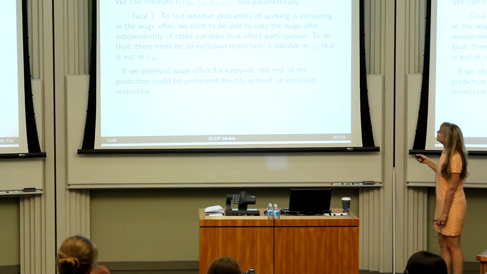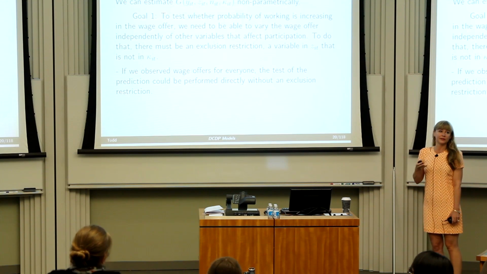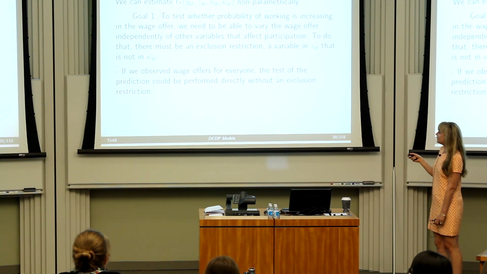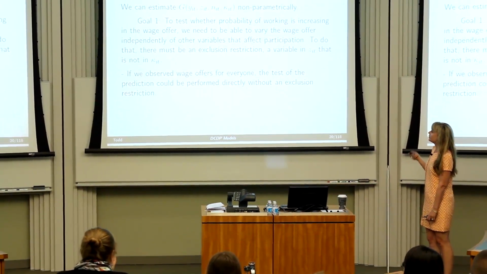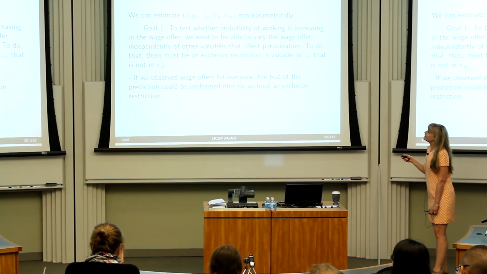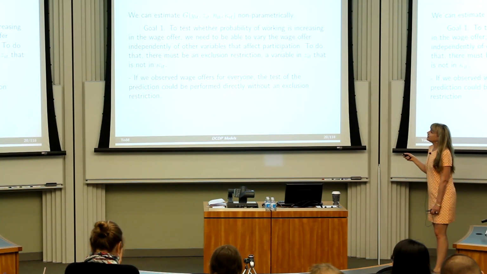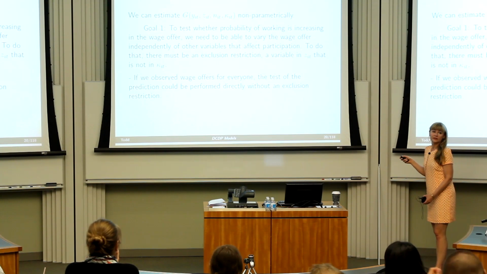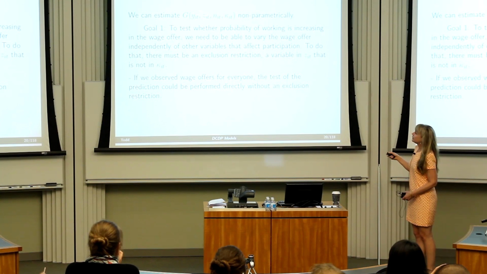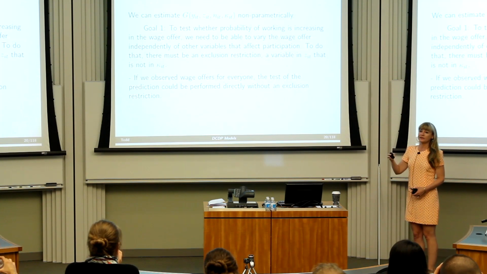And so to test whether the probability of work is increasing in the wage offer, you need to be able to vary the wage offer independently of other variables in the model, right? And so the Z's are the variables that enter the wage offer. So you can see that you need to have some variables in Z that are not in kappa, right? Because you need to be able to look at how G changes when we change something that only affects the wage offer.